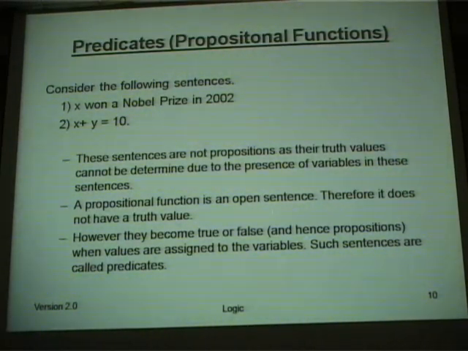So now, is the predicate a proposition? No. Keep in mind that a predicate is not a proposition. Now the rest of the work is how to create propositions using predicates.